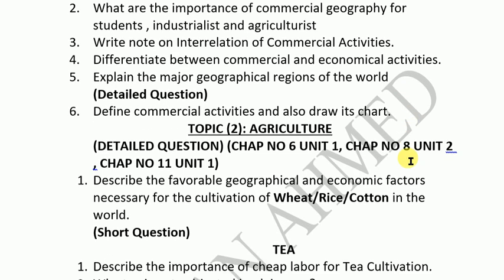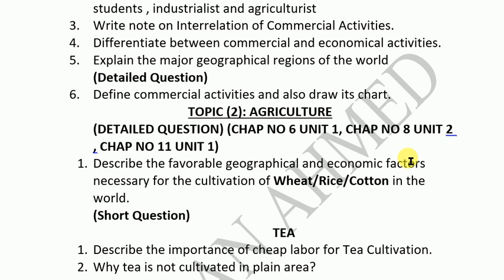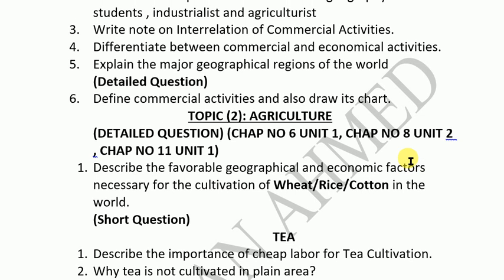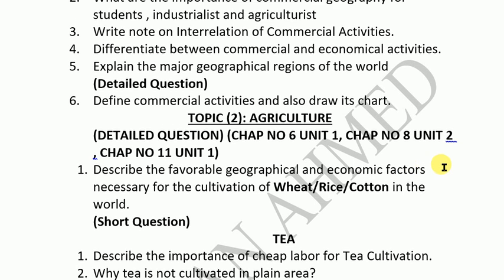Define commercial activities and also draw its chart. Topic 2 will be agriculture, with detailed questions from chapter number 6, unit number 1, chapter number 8, unit number 2, chapter number 11, unit number 1. Describe the favorable geographical and economic factors necessary for cultivation of wheat, rice, and cotton in the world.